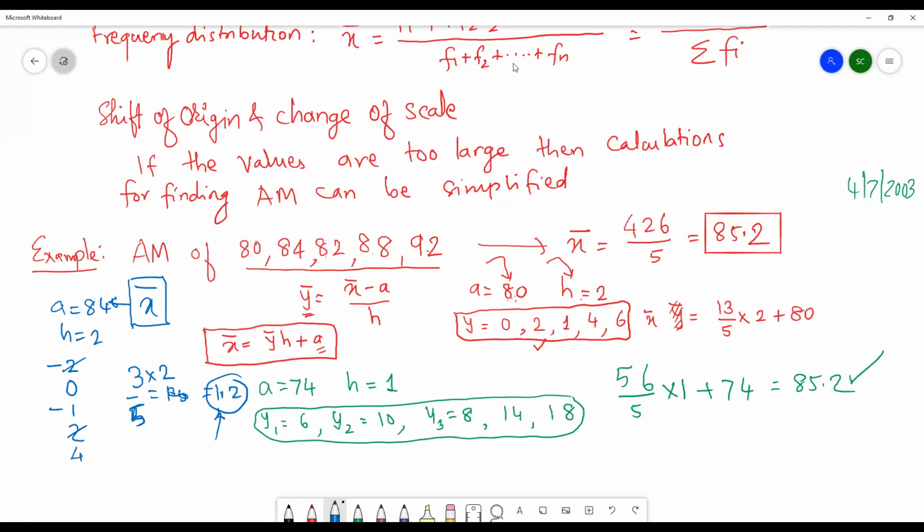सर ते y dash is equal to x dash minus a by h, x dash नको पाहिजे तो x पाहिजे ना. हा x बरोबर. ओके जस्ट कन्फर्म करत होतो. You can have any x value. त्याला एक्स स्टार म्हणूया आपण. Any value, नाही एक्स स्टार नाही, ऑल एक्स व्हॅल्यूज आहेत ना त्या. करेक्ट. ओके, understood.